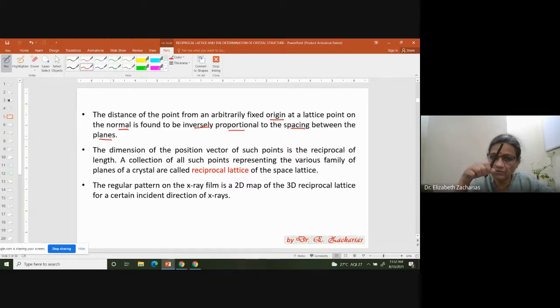On the perpendicular bisector, with an origin chosen as one of the lattice points of the plane, you're drawing one normal, and then there will be a dot. That dot represents this entire family of parallel planes. So how do you decide that location? The location of the dot is going to be inversely proportional to the d value.